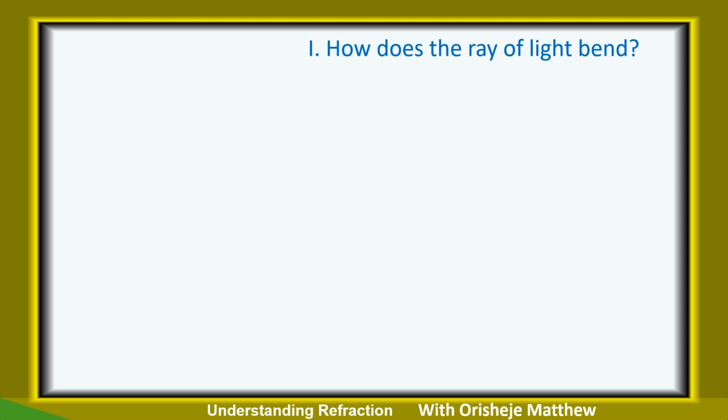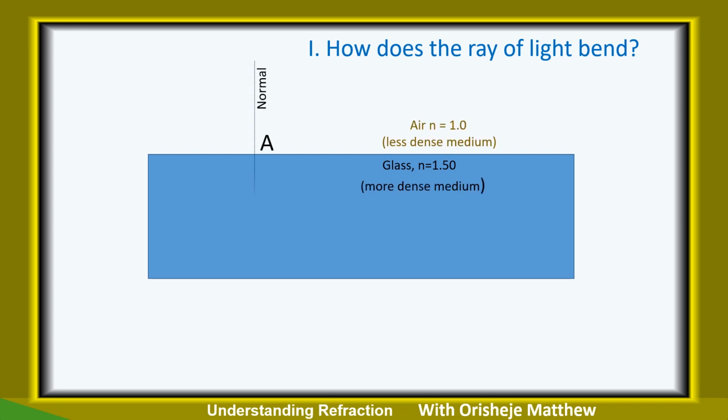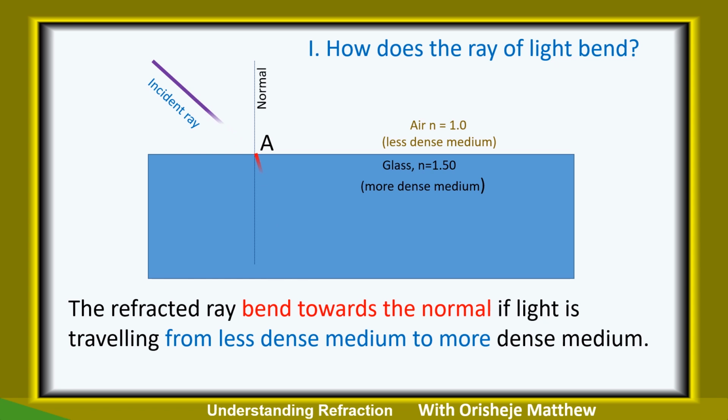How does the ray of light bend? Why does the ray of light bend? So you have a ray of light traveling from air to glass. The incident ray, just to show, is purple. It is the same ray of light, but just for contrast I'm using a different color. The ray in air is purple, and when it enters the glass, to show it is traveling through the thicker medium, I'm using this red ray. Now you see the difference in the speed.